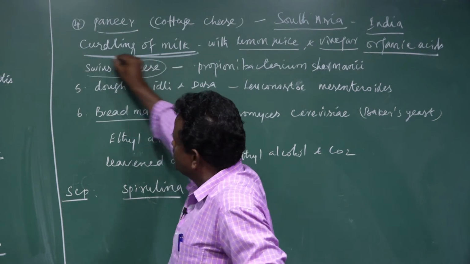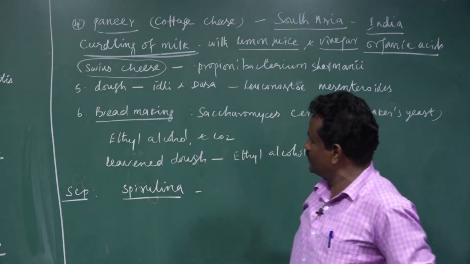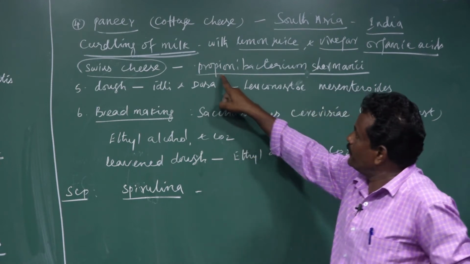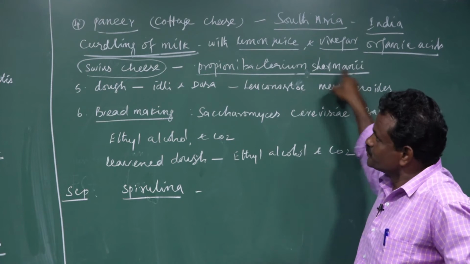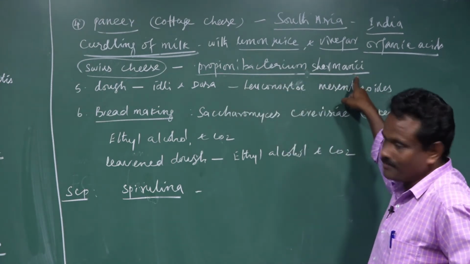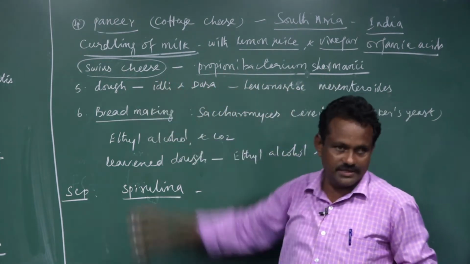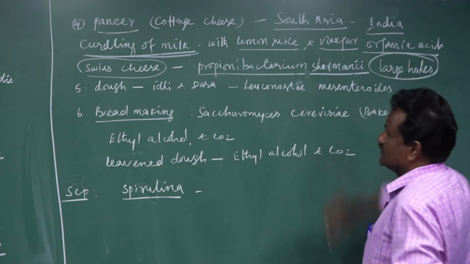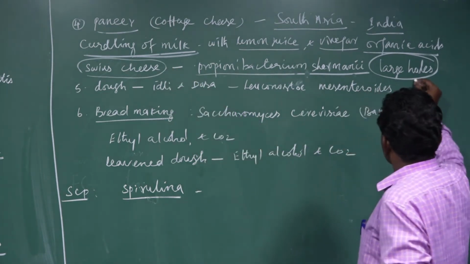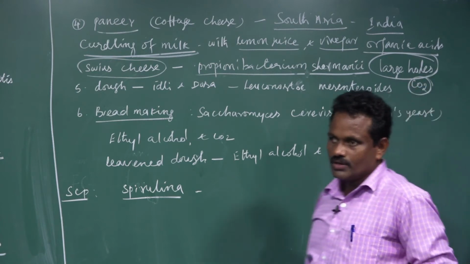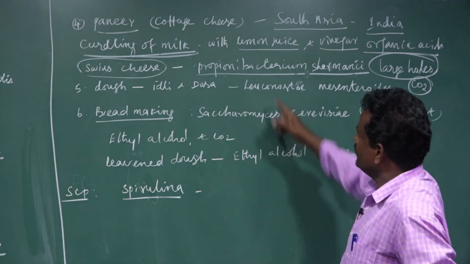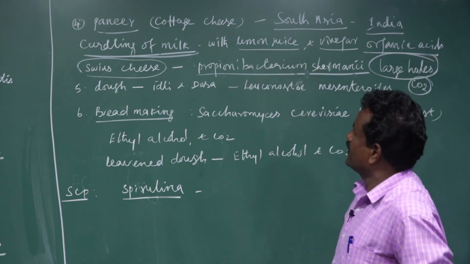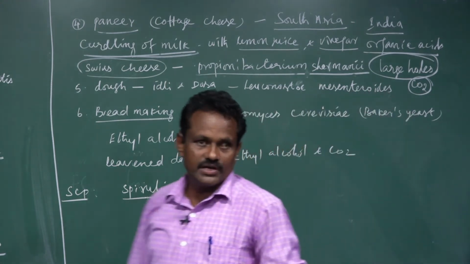The next one is called Swiss cheese. It is a special type because the Swiss cheese is fermented by a bacterium called Propionibacterium shermanii. The special characteristic of the Swiss cheese is large holes. Large holes are formed because of the release of more carbon dioxide during the fermentation process, which creates the large holes. So the bacterium involved in the formation of the Swiss cheese is Propionibacterium shermanii.